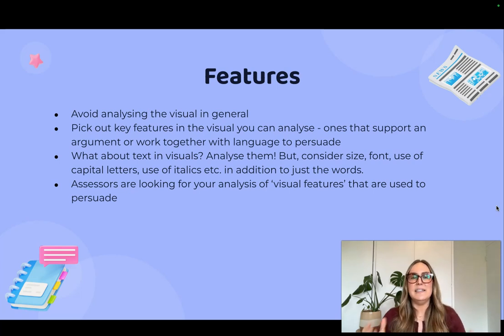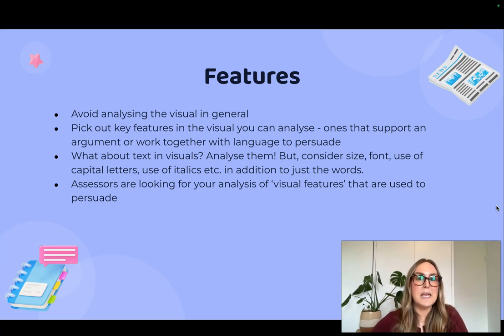If you try and analyse it holistically, you're not going to get very good marks because you kind of lend yourself towards describing the image rather than unpacking key features. Look for features that support an argument or work together with language. And that's often what you'll see in some of the assessment criteria at the high level, is it talks about language and visuals working together to position an audience.